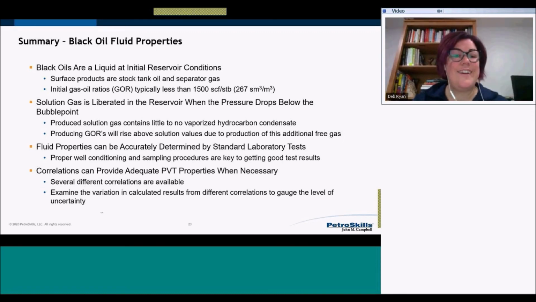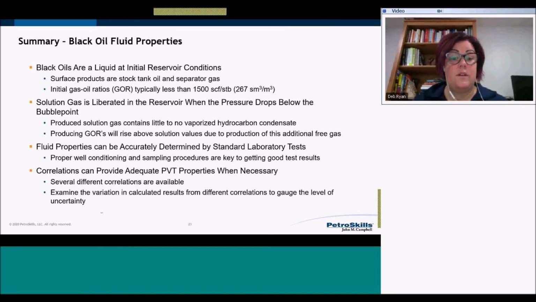So, to summarize, black oils initially, because of where we are on the critical point and our temperature and pressure, are liquids at reservoir conditions. And at surface, the products separate into stock tank oil and separator gas. And generally, from our characterization for black oils, that initial GOR, that initial solution gas, is typically less than 1,500 standard cubic feet per stock tank barrel, which is always a really good indicator for when we don't have tests or lab data, and we're just looking at production data to try and understand what kind of fluid we have.